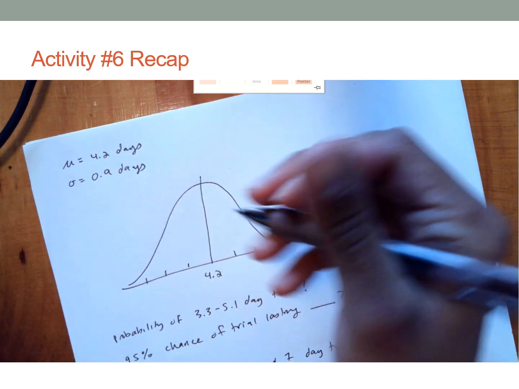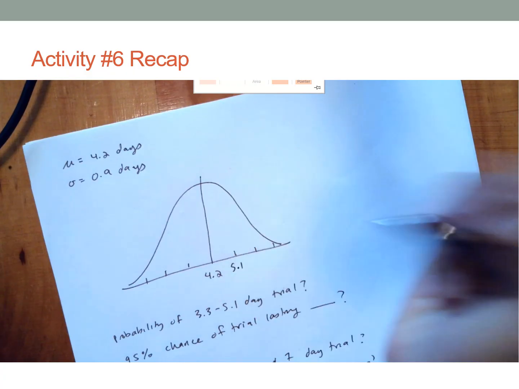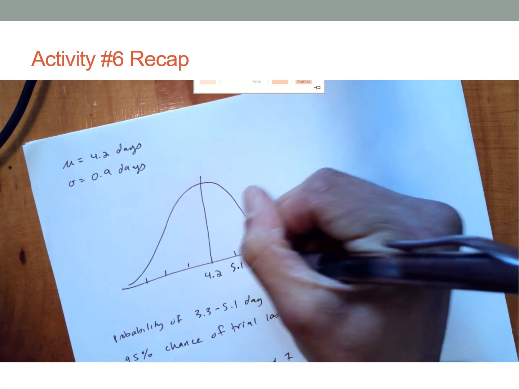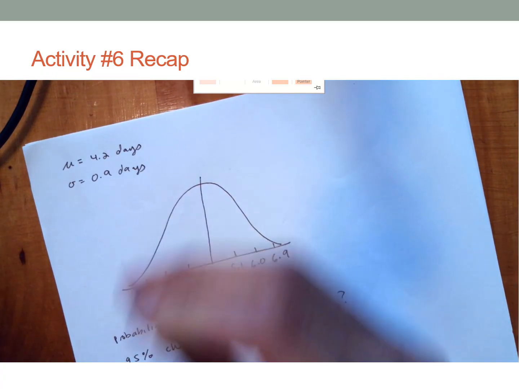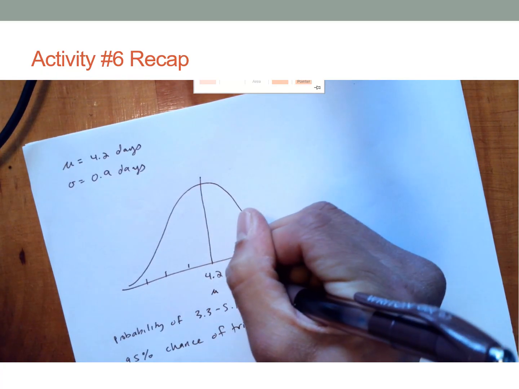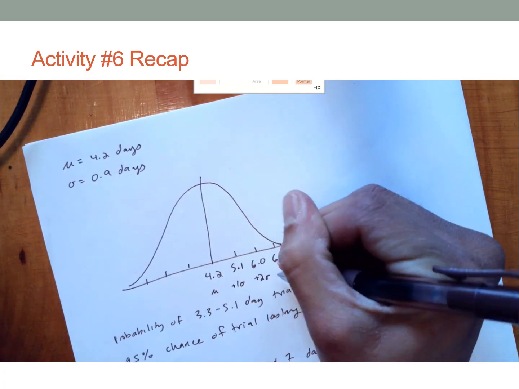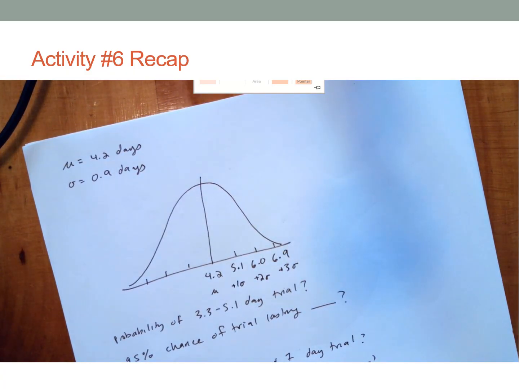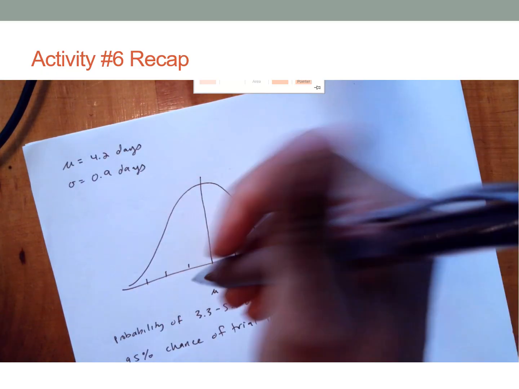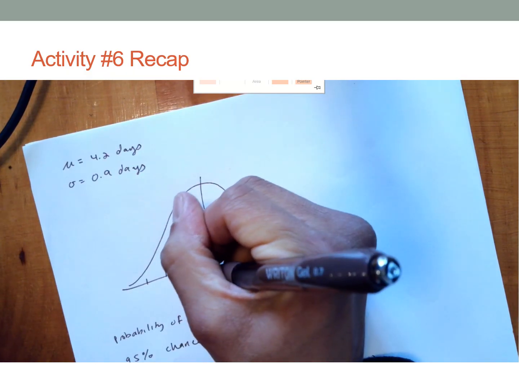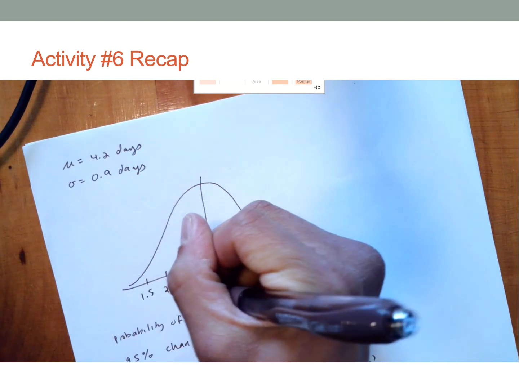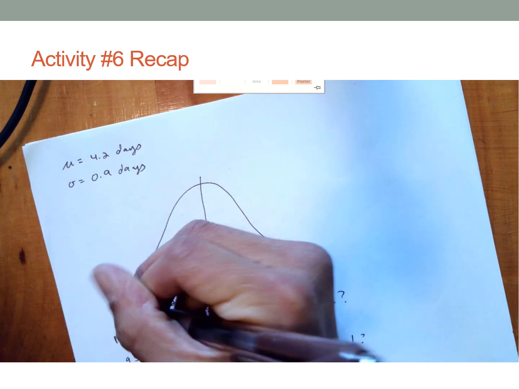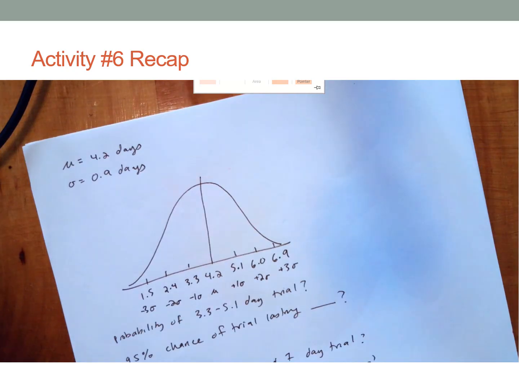So 4.2 plus 0.9 brings us to 5.1. 5.1 plus 0.9 brings us to 6.0. 6.0 plus 0.9 brings us to 6.9. So each of these then corresponds to the mean, plus 1 standard deviation, plus 2 standard deviations, and plus 3 standard deviations. We'll do the same thing going in a negative direction, so we'll subtract 0.9 from 4.2. Doing this will give us 3.3, 2.4, and 1.5, which correspond to -1, -2, and -3 standard deviations away from the mean.